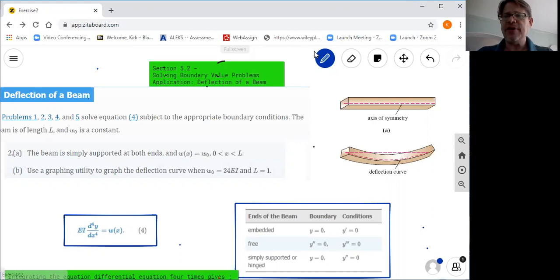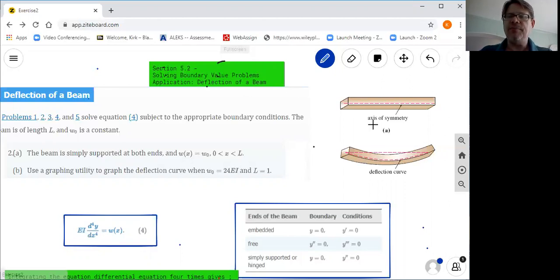But sometimes we have a situation where we know the value of the function not at just a single point, but at more than one point in the domain, perhaps at the two endpoints of the domain. And we refer to those as boundary value problems. Section 5.2 of your text focuses on this sort of application, with specific attention given to the deflection of a beam.